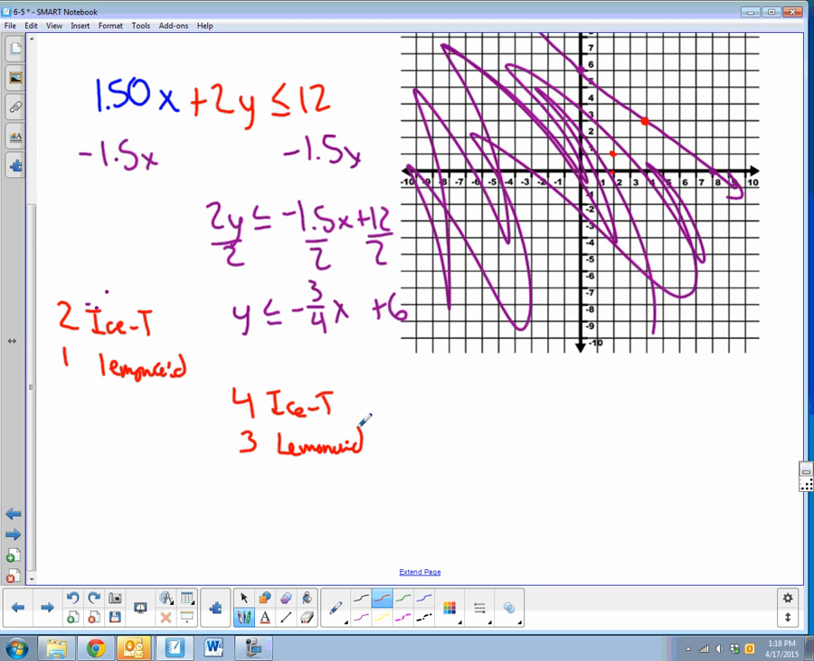Both are solutions. I can purchase 2 gallons of iced tea and 1 gallon of lemonade, and I've got enough money. I can also purchase 4 gallons of iced tea and 3 gallons of lemonade and have enough money. I cannot get 5 gallons of lemonade and 5 gallons of iced tea. Don't have enough money for that. So that's how we can use that graph to find some potential solutions.